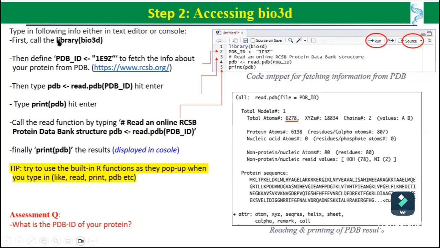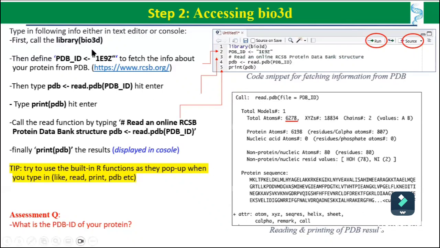So once you've done that, these are the set of commands that I have written in here, and they are in bold. All the bold stuff that you're seeing, for example, library(bio3d), pdb_id, this arrow sign, a dash, then inverted commas, 1E9Z in inverted commas. Everything that you see in bold are the command lines. You can either type those command lines in your console, or simply copy paste them from the slides if you have them available, right? And then click enter and you'll be able to see what I'm showing on the right side.